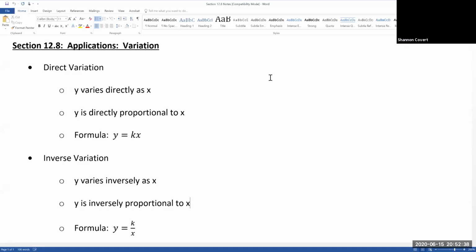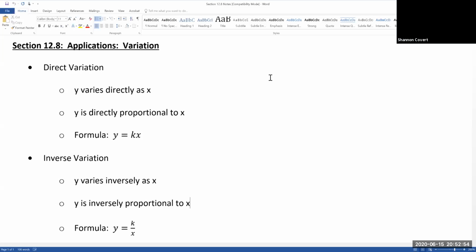The other thing that I want you to know is that these formulas are on your formula sheet, so they are not something that you have to memorize. I know that's always a concern some students have. Never fear, no memorization is necessary for these.